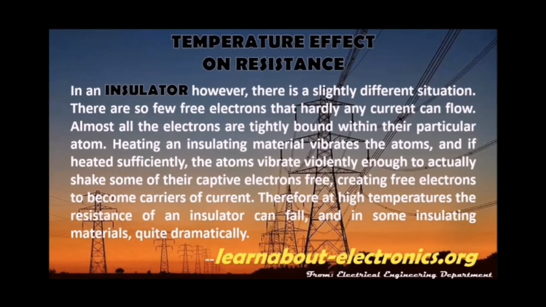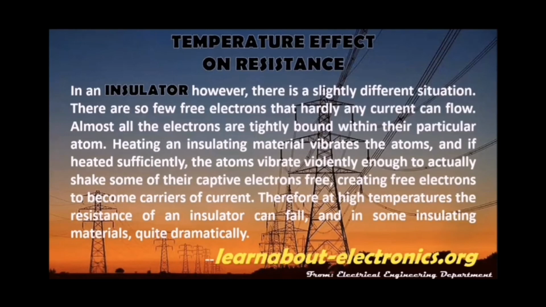In an insulator, however, this is a slightly different situation. There are so few free electrons that hardly any current can flow. Almost all the electrons are tightly bound within their particular atom. Heating an insulating material vibrates the atoms, and if heated sufficiently, the atoms vibrate violently enough to actually shake some of their captive electrons free, creating free electrons to become carriers of current. Therefore, at high temperature, the resistance of an insulator can fall, and in some insulating materials quite dramatically.